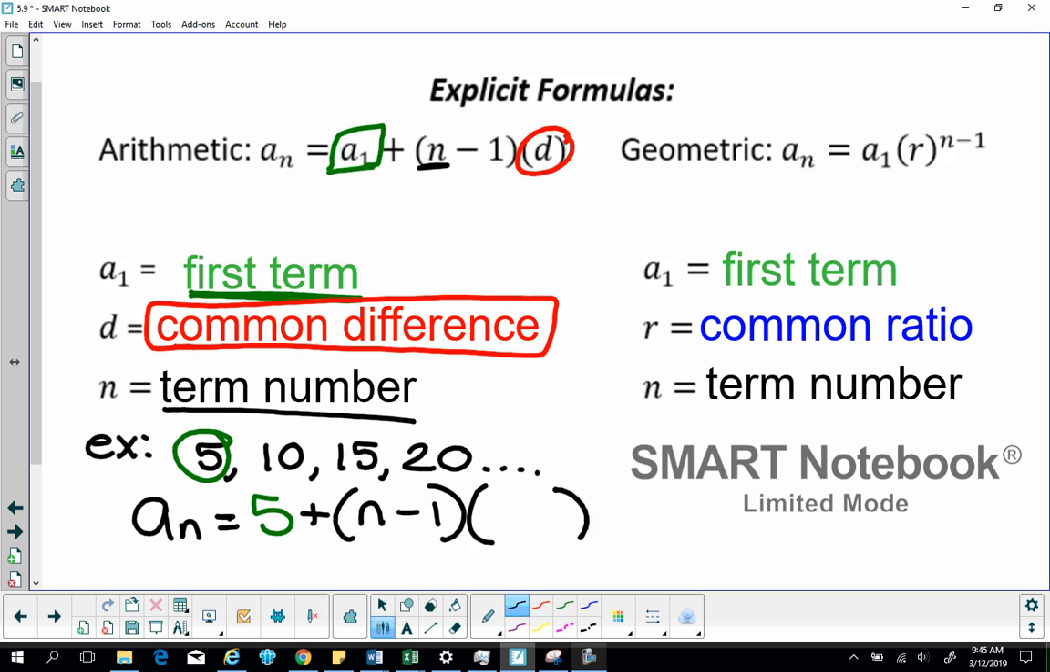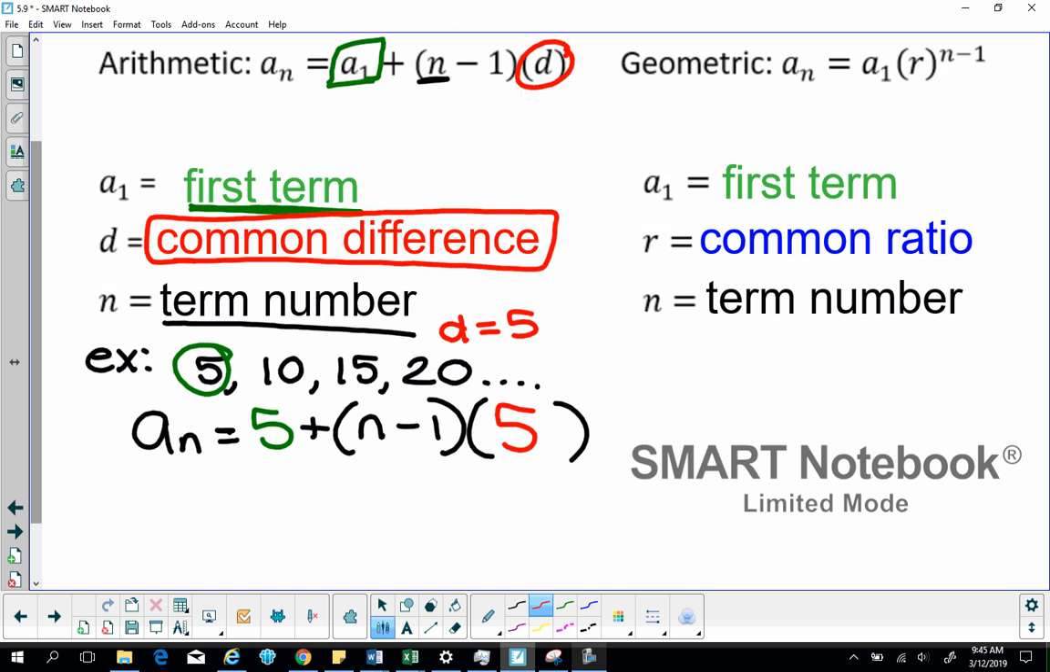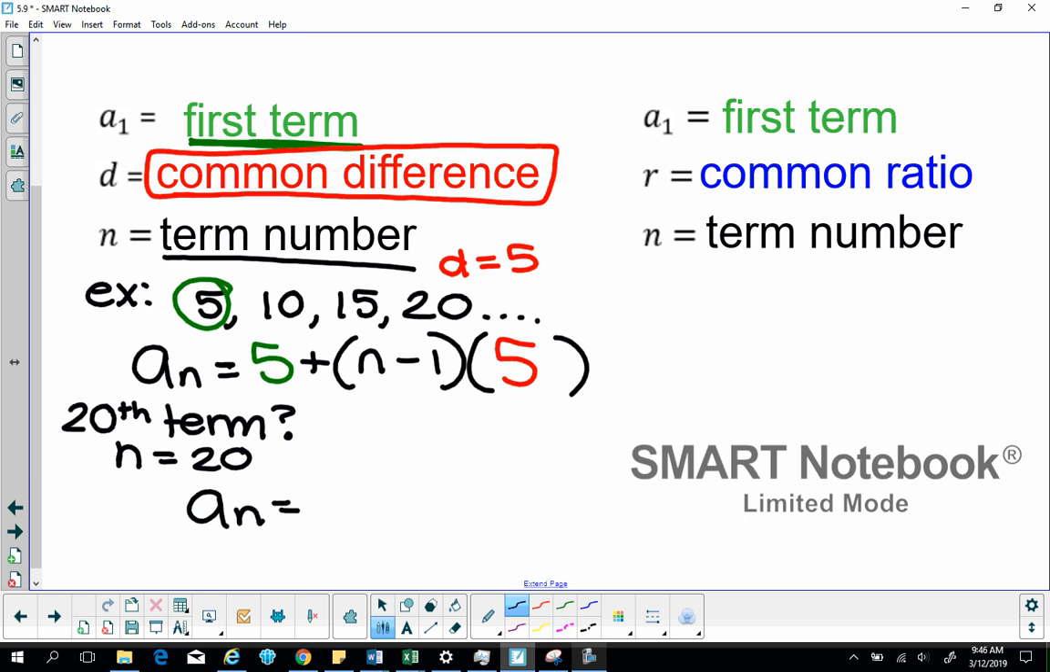And then your D. What is our common difference here? 5. So I know since my common difference is 5, I'm going to put that right there. That's the equation, right? The reason we use this is because if I'm looking for the 20th term or even the 5th term, all you have to do is plug that in for n. So if I'm looking for the 20th term, all you're doing is plugging in 20 for n. So when I write this again, instead of n, what should I plug in for n? 20, if they're asking for the 20th term.